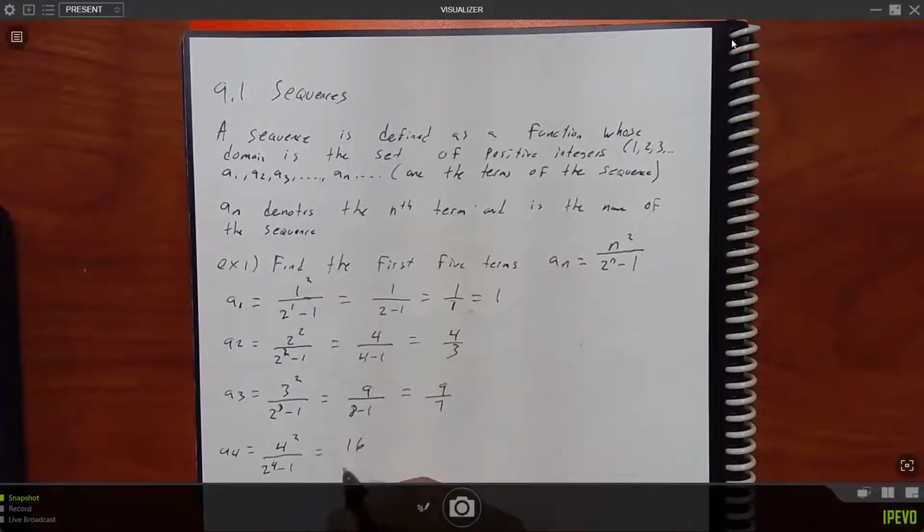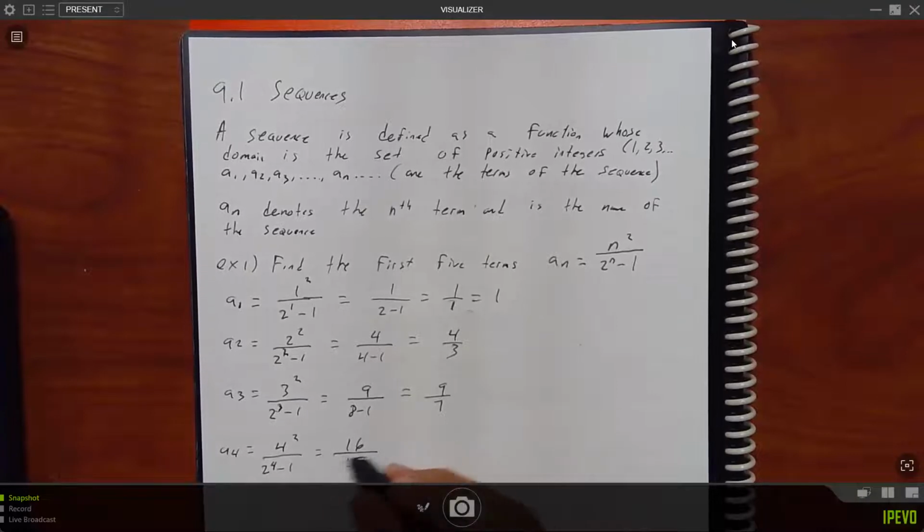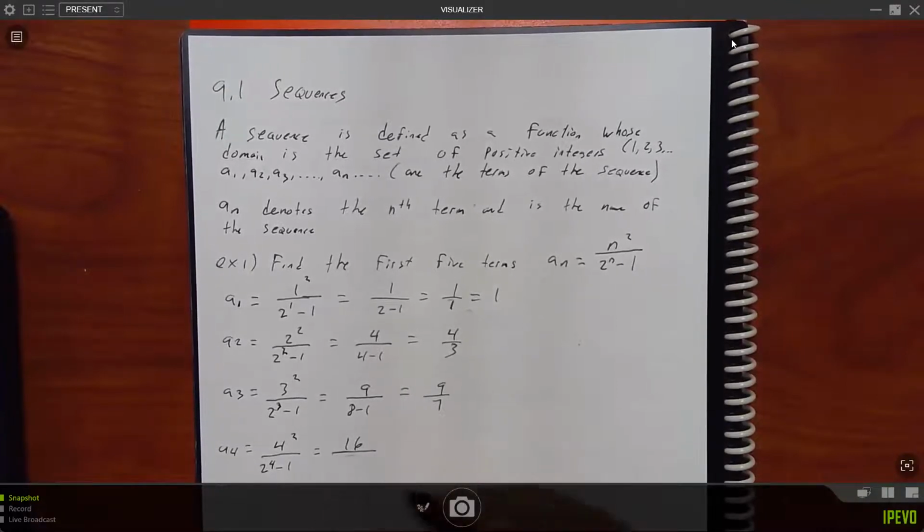It'll be 16 over 16 minus 1, which is 16 over 15. Let me show the step.